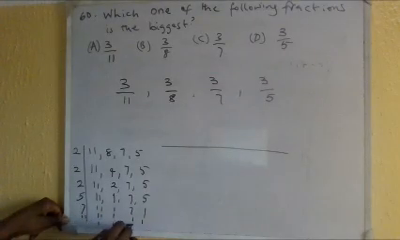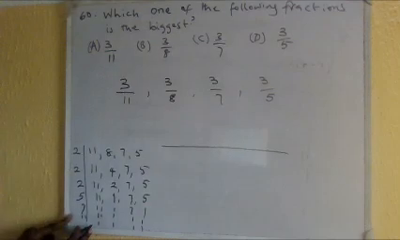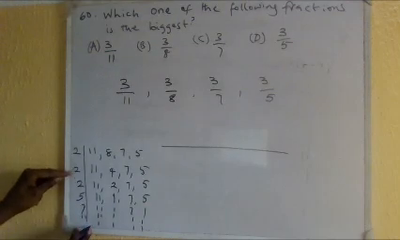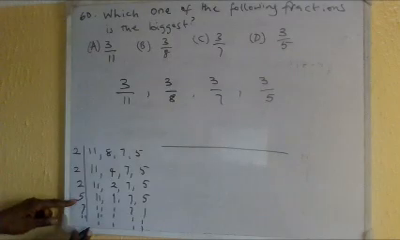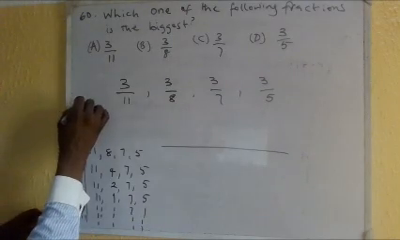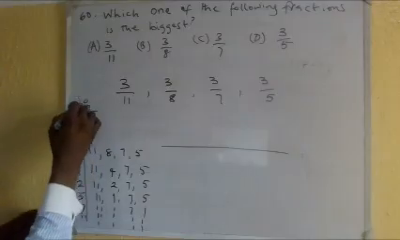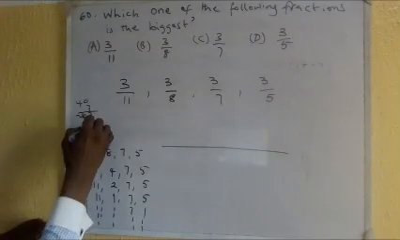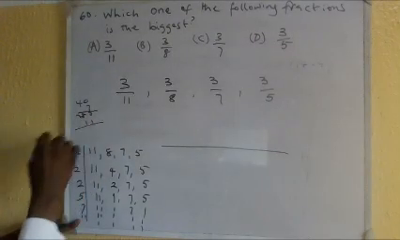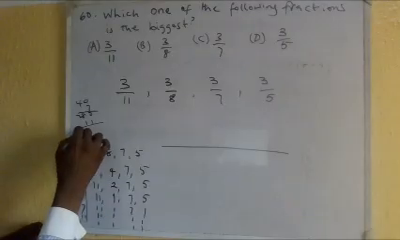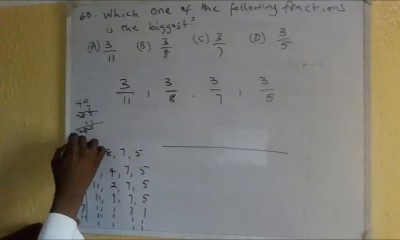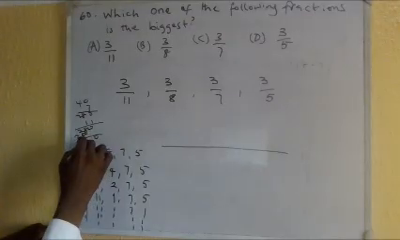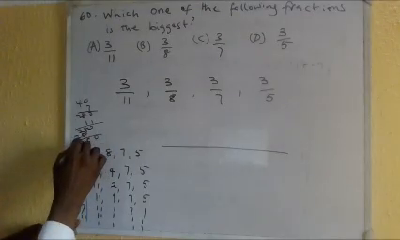So I will say 2 times 2, 4 times 2, 8. 8 times 5 is 40. 40 times 7 is 280. Then 280 times 11 is 3080. So this is 280 here, and this is 280 here.